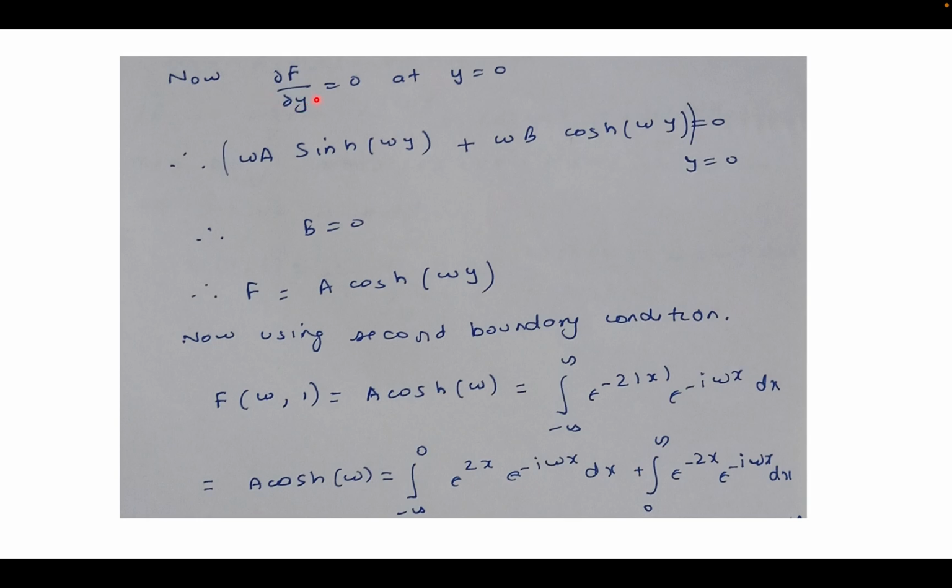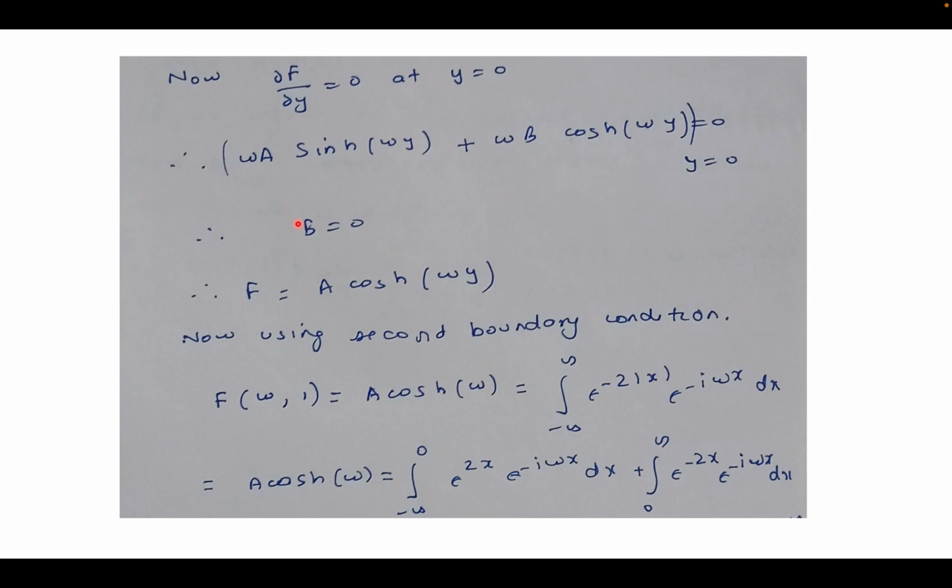So you write ∂f/∂y = 0 at y = 0. If I take the differentiation, I will get ω a sinh(ωy) + ω b cosh(ωy) = 0 at y = 0. Now if I put y equal to 0, this part will get cancelled because sinh 0 is 0, and here you will be left with b = 0, because cosh 0 is 1. So from here you can say the constant b is 0.